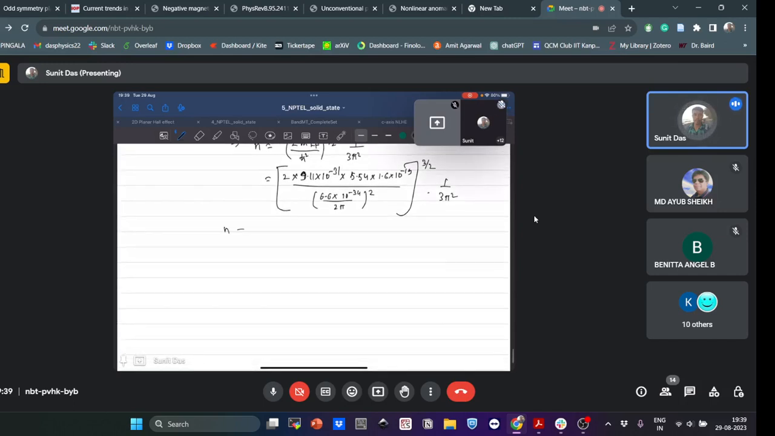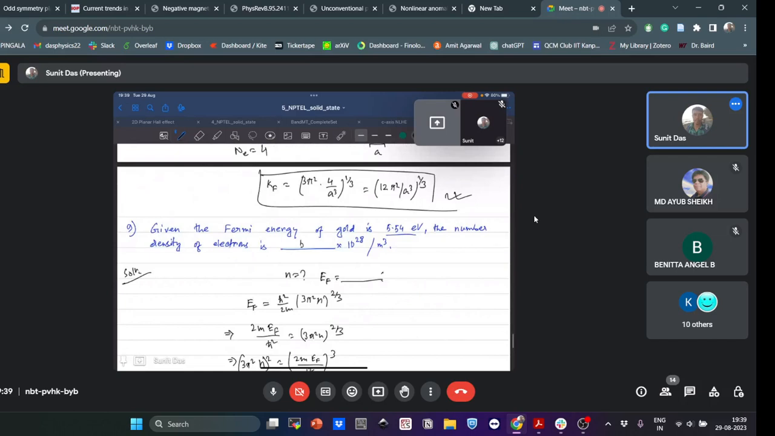So if we find it out, n will be around 5.9 times 10 to the power 28 per meter cube. So the answer is 5.9. So next problem.